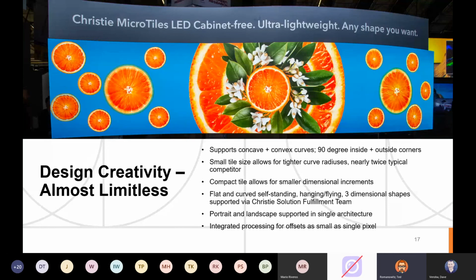We can also do all kinds of physical installations, from self-standing, flat and curved, hanging, flying, any kind of three-dimensional shapes. Both landscape and portrait are supported, and our integrated processing that I was talking about allows you to offset the tiles, not by a full increment of a tile, but by as little as a single pixel.